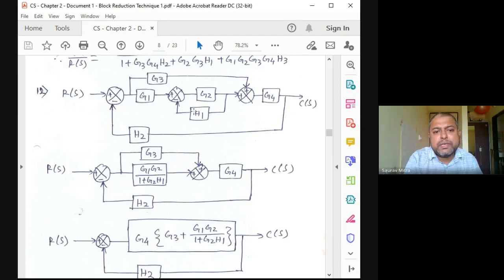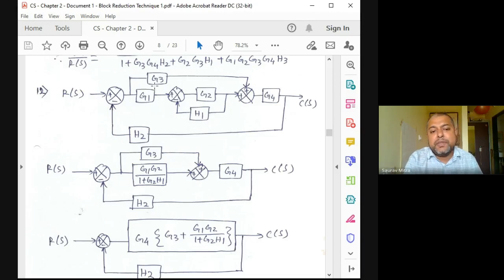First you have to solve this. So what is the thing? G2 divided by 1 plus G2 H1. You're doing that. So G2 divided by 1 plus G2 H1, and then G1 gets multiplied with that. So it becomes G1 G2 divided by 1 plus G2 H1. This whole thing, if you're solving, you are getting G1 G2 divided by 1 plus G2 H1, like this.